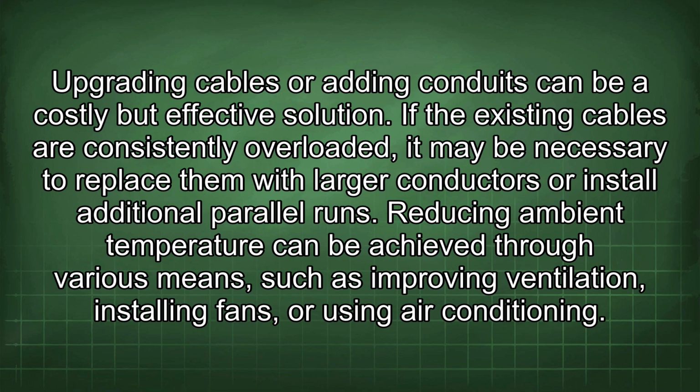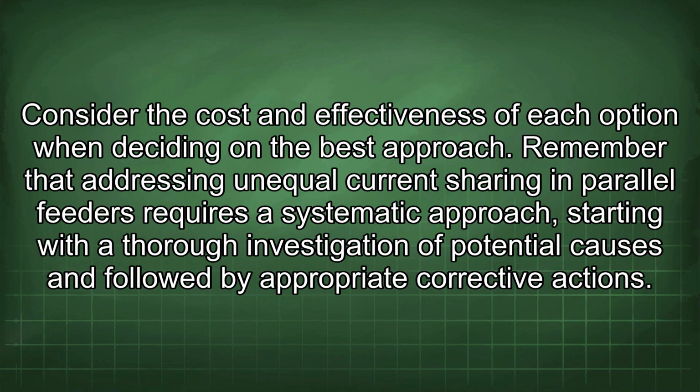If the existing cables are consistently overloaded, it may be necessary to replace them with larger conductors or install additional parallel runs. Reducing ambient temperature can be achieved through various means, such as improving ventilation, installing fans, or using air conditioning. Consider the cost and effectiveness of each option when deciding on the best approach.